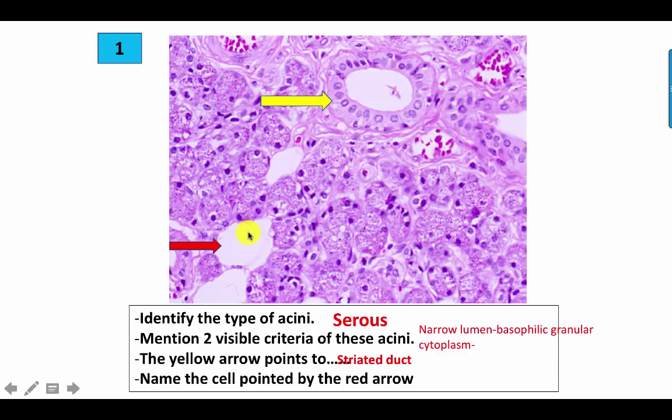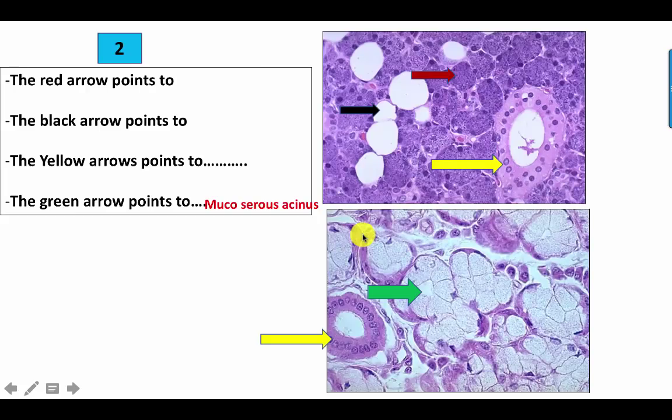Name the cell pointed to by the red arrow. It is the fat cell, which is very common in this gland, the parotid gland, formed purely of serous acini, and these of course are blood vessels. Now the red arrow points to a typical serous acinus with a basophilic cytoplasm, rounded nuclei here, and the granules here cannot be seen to be acidophilic. It is a granular basophilic cytoplasm, and the black arrow points to the fat cells.